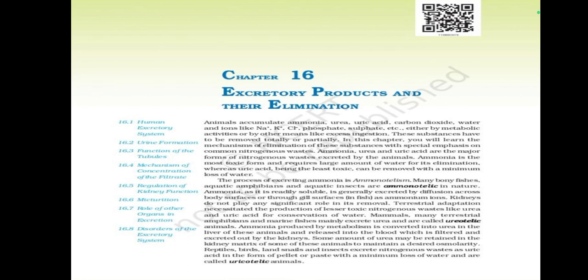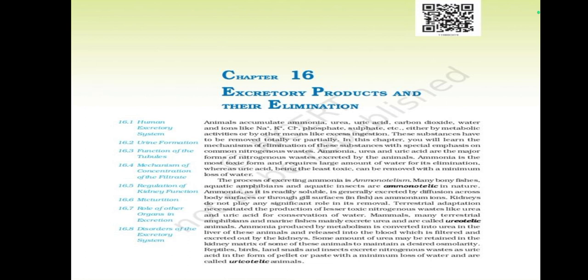In this chapter, you will learn the mechanism of elimination of these substances with special emphasis on common nitrogenous waste. Ammonia, urea, and uric acid are the major forms of nitrogenous waste excreted by the animals. Ammonia is the most toxic form and requires a large amount of water for its elimination, whereas uric acid, being the least toxic, can be removed with the minimum loss of water.